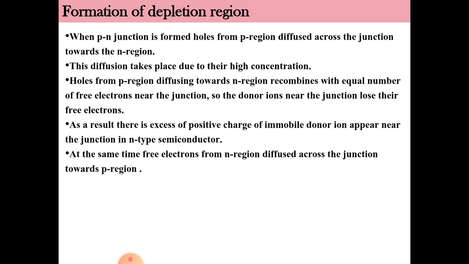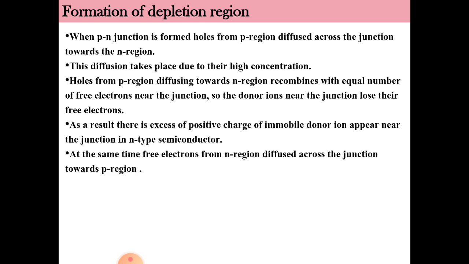Formation of depletion region. In P type regions, holes are the majority charge carriers while thermally generated electrons are the minority charge carriers. Also, in the N type region, electrons are the majority charge carriers while thermally generated holes are the minority charge carriers. When this PN junction is formed, holes from the P region diffuse across the junction towards the N region.